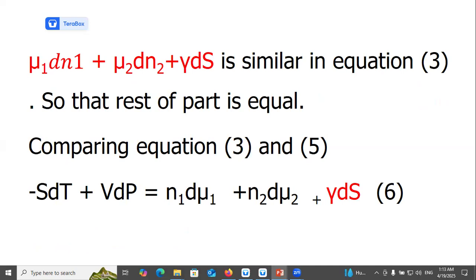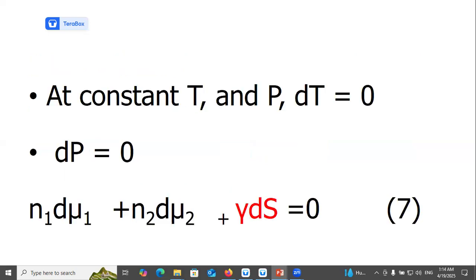Mu1 dN1 plus mu2 dN2 plus gamma dS is similar to that in equation 3, so comparing equations 3 and 5, the rest of the part is equal: minus S dT plus V dP equals N1 d mu1 plus N2 d mu2 plus gamma dS, equation 6. At constant T and P, dT equals 0 and dP equals 0. So N1 d mu1 plus N2 d mu2 plus gamma dS equals 0, equation 7.